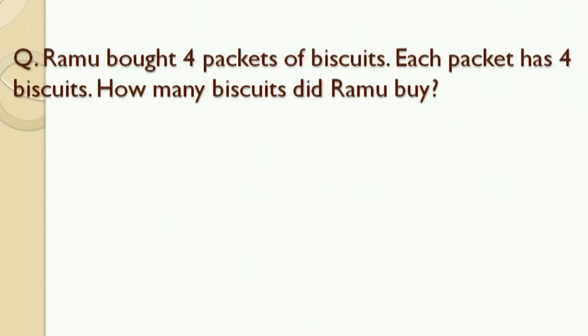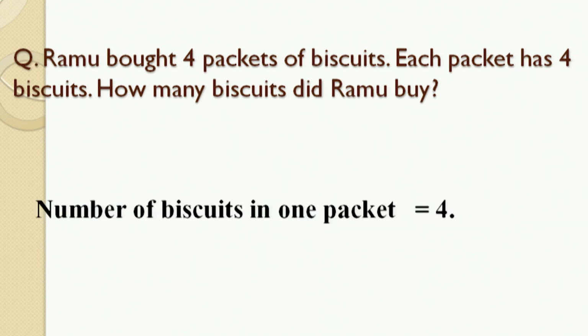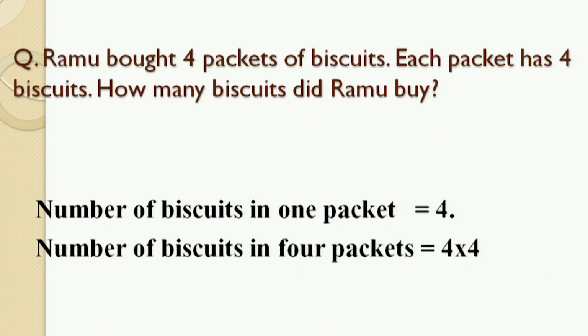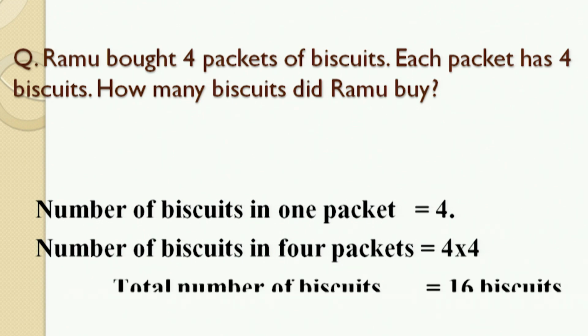Let us start one by one. So, the first step is to write down the total number of packets. The total number of packets is 4, and then in each packet how many biscuits are there? 4 biscuits. So, what will we do? We will multiply 4 by 4. So, what will be the total number of biscuits? That is 16 biscuits. So, how many biscuits will he get? He will get 16 biscuits.